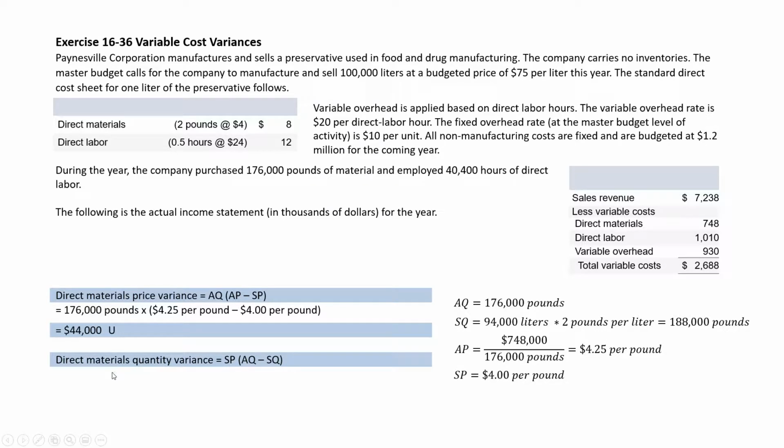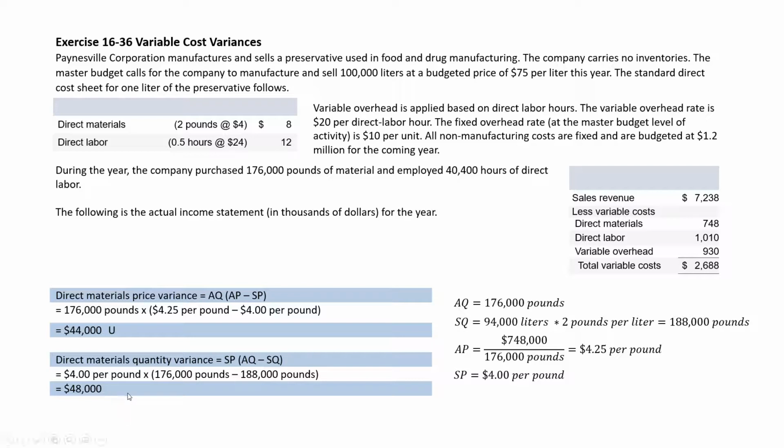Now I want to tackle direct materials quantity variance. And so we're going to take our standard price of $4 and multiply it times the difference between what we actually used, 176,000 pounds, minus what we anticipated that we should have used, 188,000 pounds. And so again, the dollar overall extended difference is 48,000.